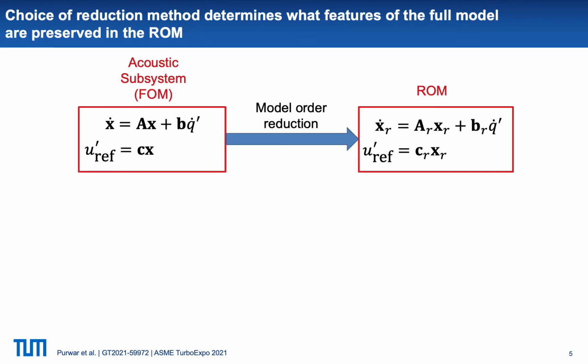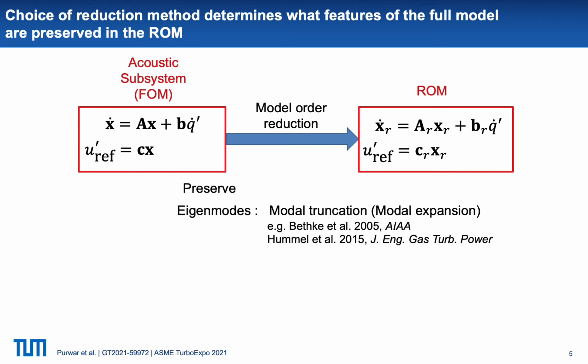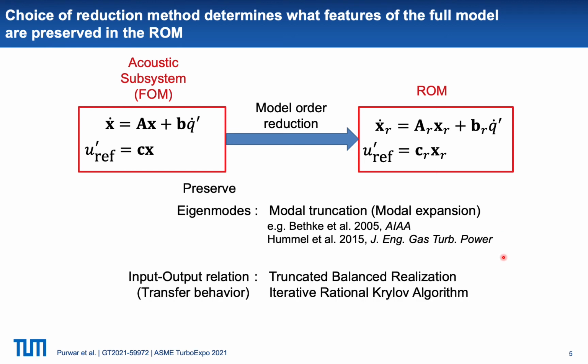In order to get the reduced order model of the acoustic subsystem, we need to decide what features we want to preserve in the reduced model. We can preserve the eigenmodes of the acoustic subsystem, which is done with the Modal Truncation method. This approach has been widely used in thermoacoustic applications, and here are a few of the previous studies employing this method. On the other hand, we can preserve the input-output relation of the acoustic subsystem.